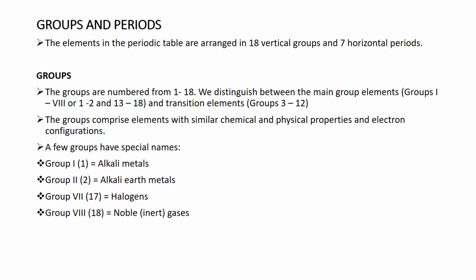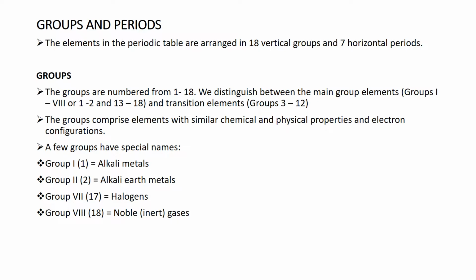Groups and periods. The elements in the periodic table are arranged in 18 vertical groups and 7 horizontal periods. As you move vertically on your periodic table, from the top to the bottom, those are your groups, and we have 18 of them. And as you move from left to right on your periodic table, you have your periods, and we have 7 of those. Let's look at the groups.